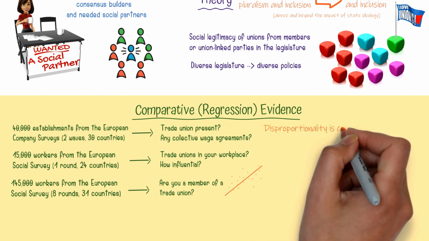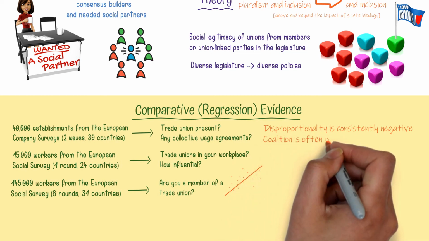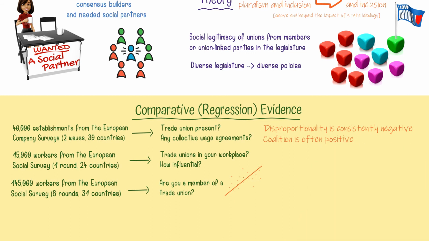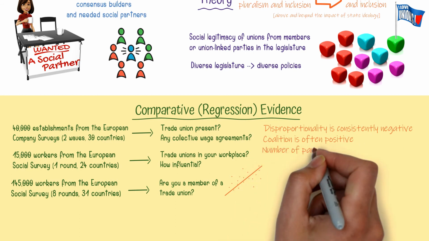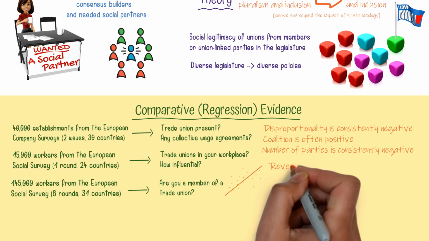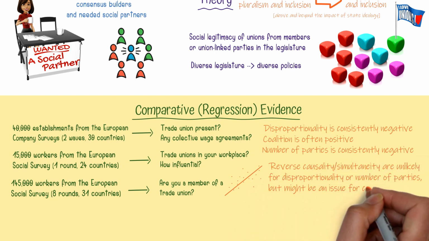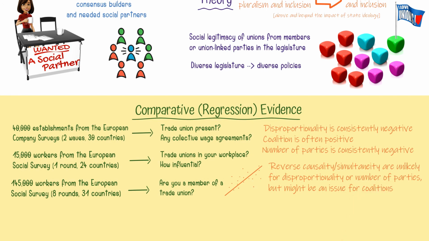Across all 3 datasets, we find supportive results that a lower level of disproportionality, that is, a higher level of political representativeness, is a statistically significant predictor of increased unionization. We also find that multi-party coalitions often correlate positively with unionization. Across all 3 datasets, the influence of the number of political parties on workplace representation is always statistically significant and negative, which is consistent with competitive fragmentation. As we discussed in the paper, reverse causality or simultaneity problems are unlikely for disproportionality and number of parties, but is harder to rule out for coalitions.